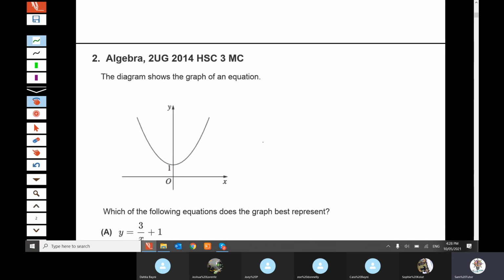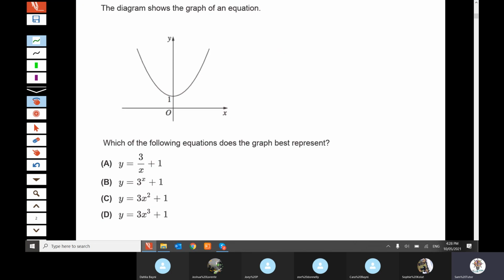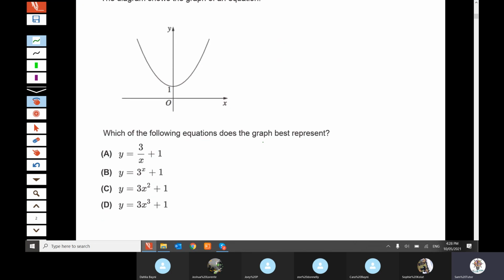Let's go. Next one. Number 2. The diagram shows a graph of an equation. Which of the following equations does the graph best represent? Okay. The first one, let's talk about it. What is it?